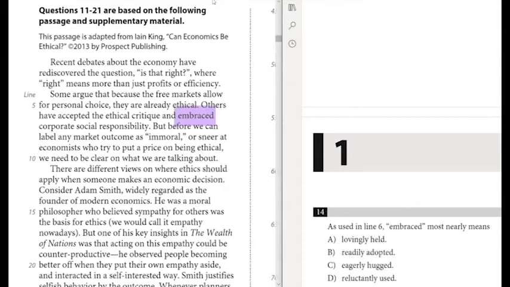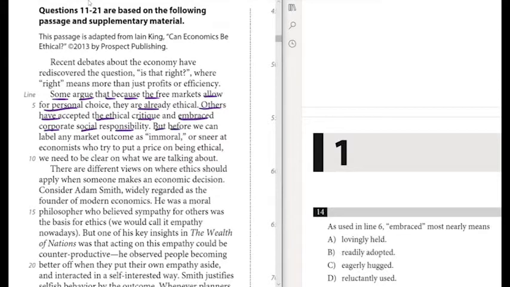This is before looking at the answer choices, because remember, those answer choices are not our friends. We want to know what we think the answer is always before looking to the answers that are provided for us. So for the momentary main idea, we just saw the part that said some argue that because the free markets allow for personal choice, they're already ethical. Others have accepted the ethical critique and have embraced corporate social responsibilities. So going into the passage, to get the momentary main idea, we see that some argue that because the free markets allow for personal choice, they're already ethical. Others have accepted the ethical critique and embraced corporate social responsibility.